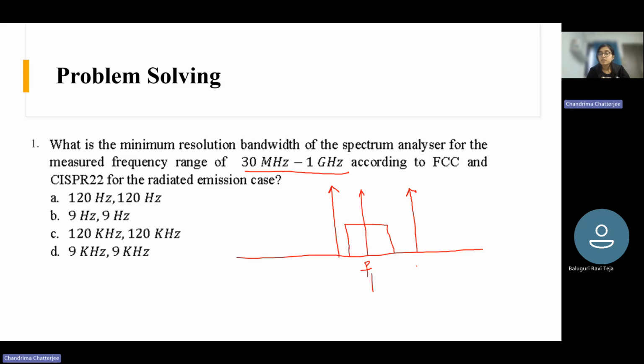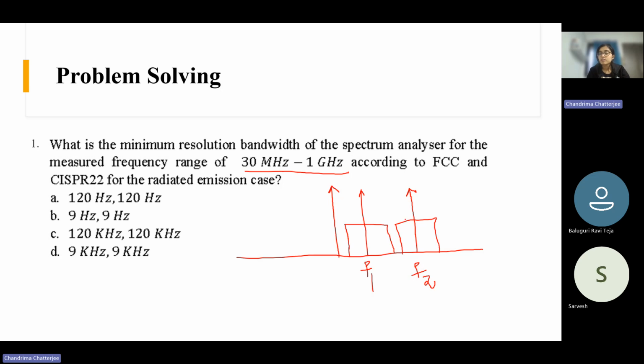You have a component here at F2. Okay, so here is another window. If this much is the resolution, then you can properly see that here we have one peak. At F1 we are getting a peak, and at F2 also we are getting a peak. So you will understand that at these two frequencies I have these peaks.